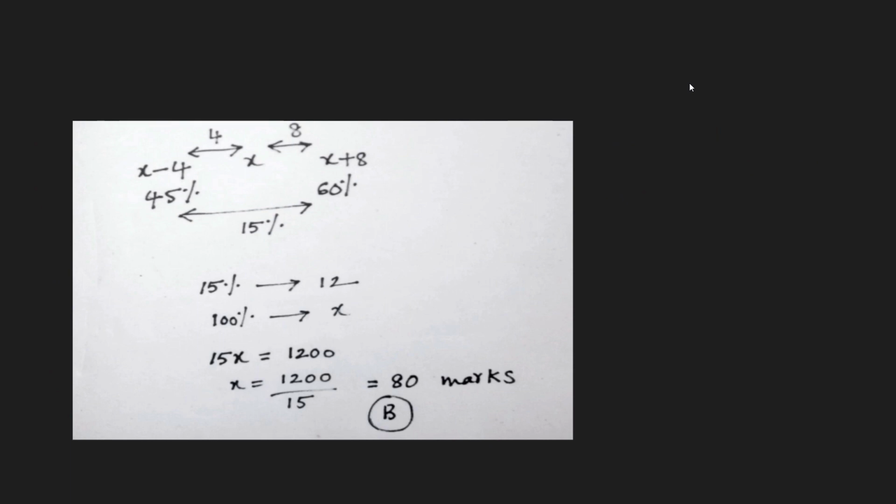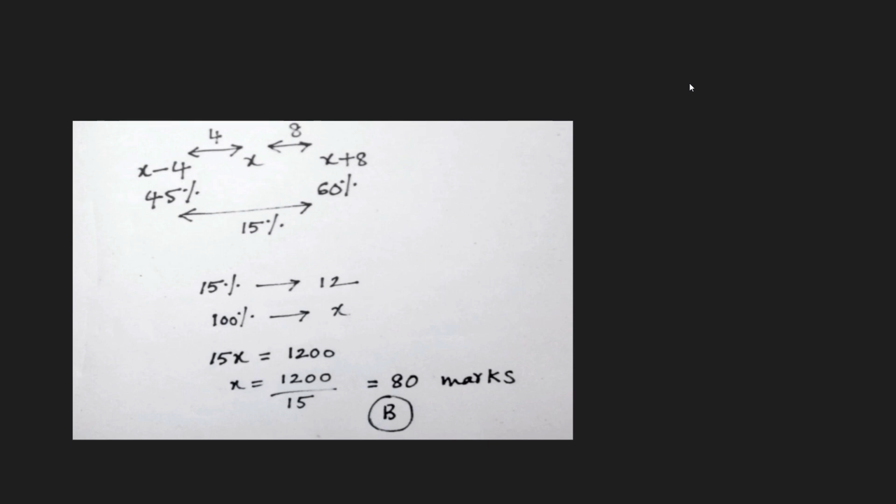I will tell you the shortcut. If you do the original method, it will take a lot of time. Write in one line x minus 4, x and x plus 8. Under x minus 4, you write 45%. Under x plus 8, you write 60%. The difference between 45% and 60% is 15%. From x minus 4 to x, the distance is 4, and between x and x plus 8 the distance is 8.